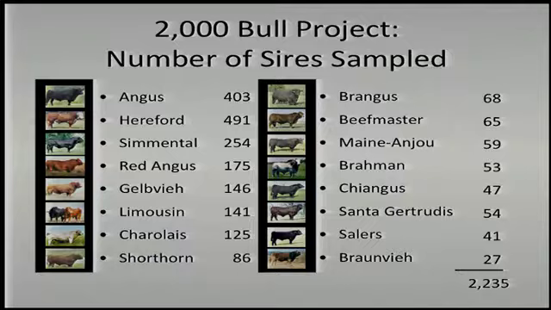Well, that's the 2000 Bull Project and what its purpose was, but it has a nice byproduct of giving us a large sample of several of these breeds at the same time and gives us information about how these breeds vary genomically. This is the overall makeup of the 2000 Bull Project.